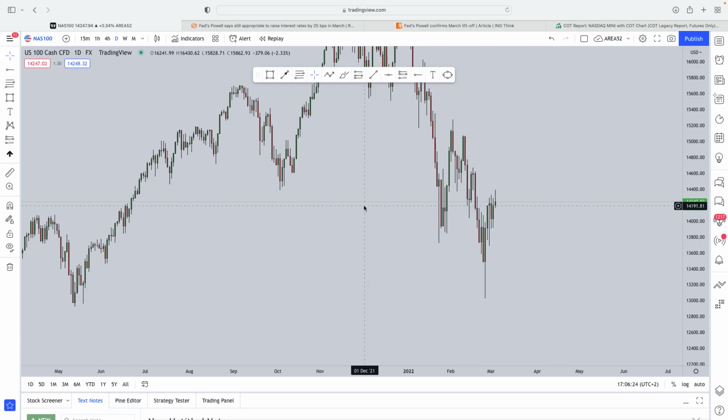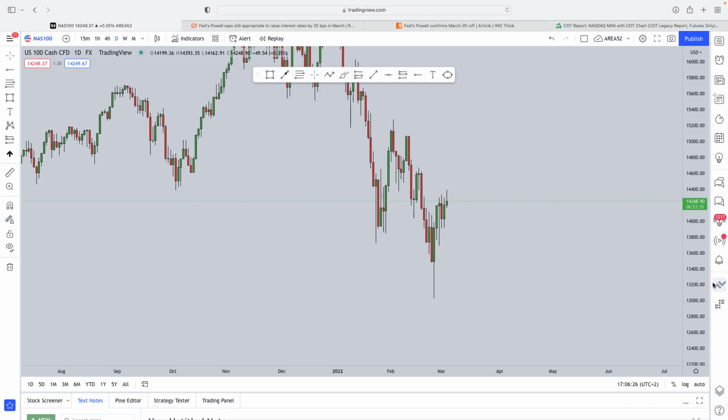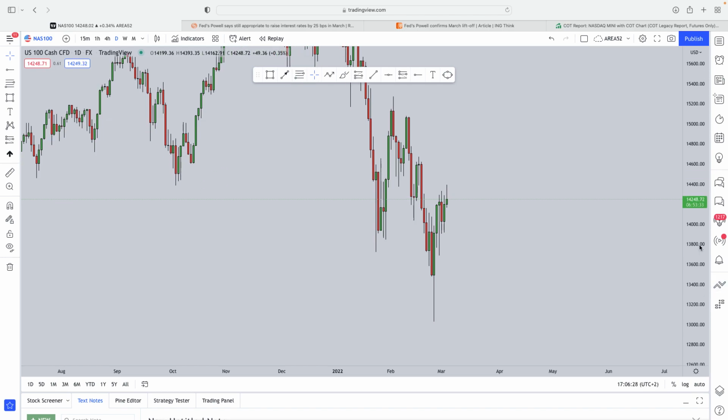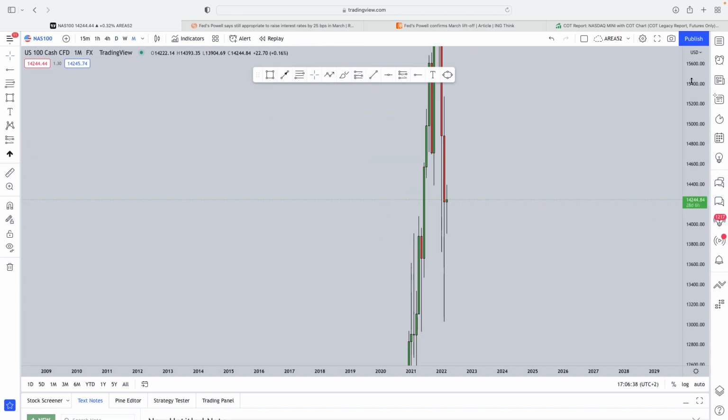Today we're going to take a look at the NASDAQ 100 from an order flow, technical, as well as a fundamental perspective. Now we're not going to look at the sentiment data, because the sentiment data for the NASDAQ 100 is not available to the public. We're also going to speak about what we can expect from the NFP tomorrow.